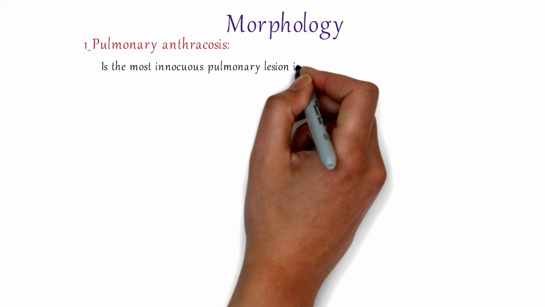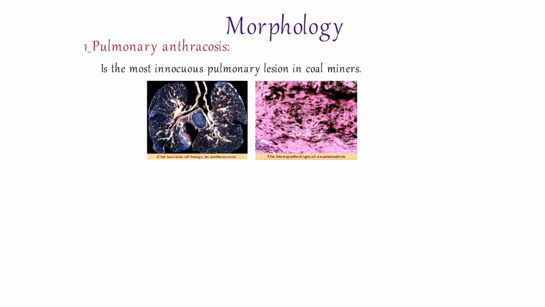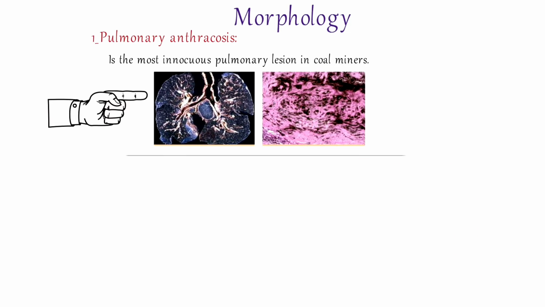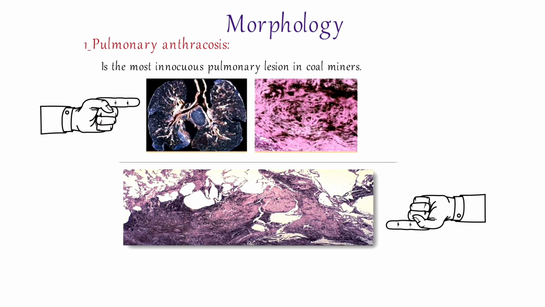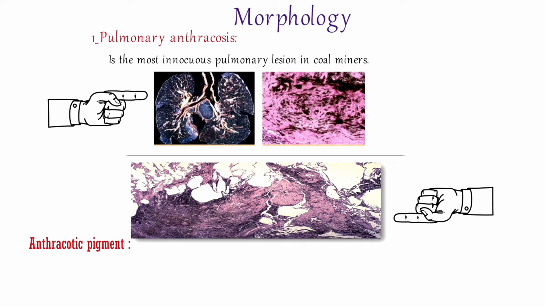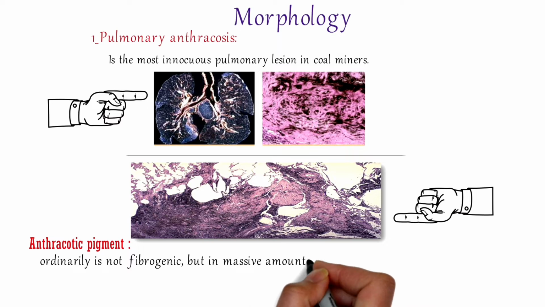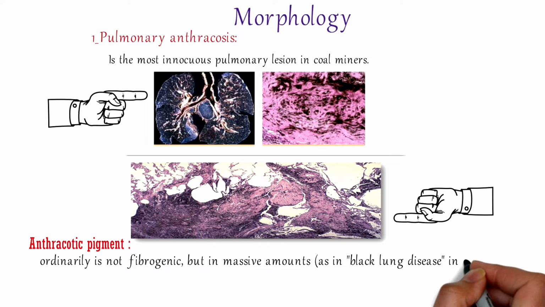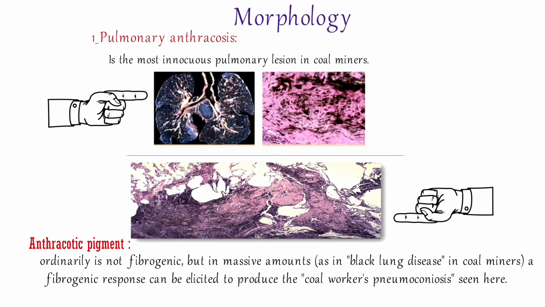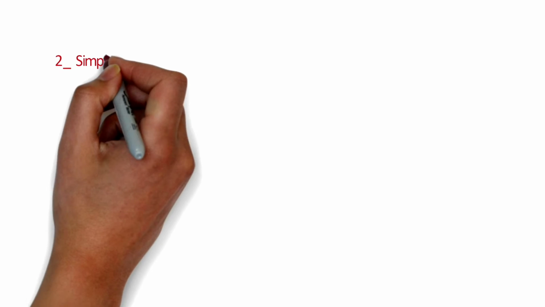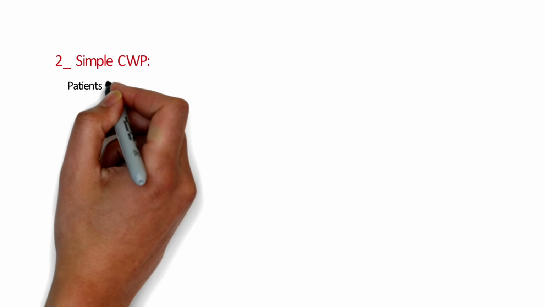First, pulmonary anthracosis is the most common pulmonary lesion in coal miners. In the left picture, we see a cross-section of the lungs in anthracosis, and in the right picture, the histopathology examination. Anthracotic pigment ordinarily is not fibrogenic, but in massive amounts, as in black lung disease in coal miners, a fibrogenic response can be elicited to produce coal worker pneumoconiosis. See here. Second, simple coal worker pneumoconiosis.